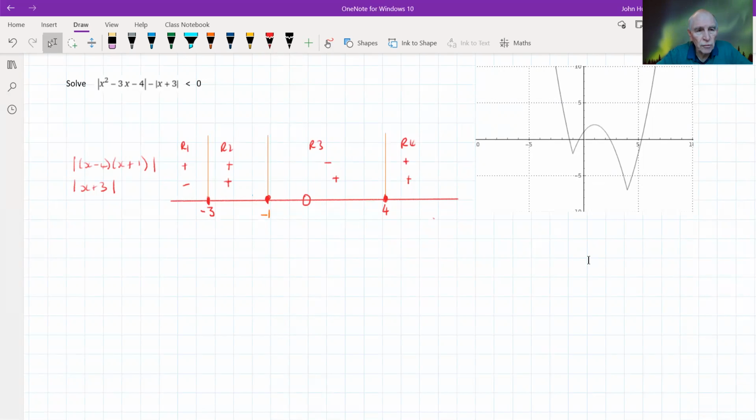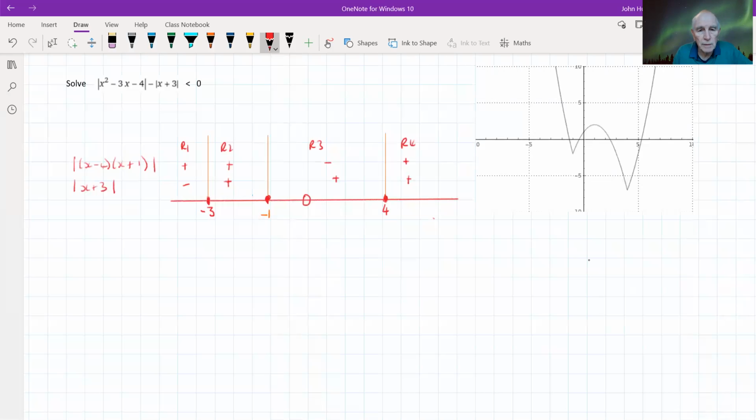So again, I have graphed the function of the absolute value of x squared minus 3x minus 4 minus the absolute value of x plus 3 over here on the right. You can see it's a weird kind of function, but it shows clearly where it's actually less than 0. Again, in an exam you wouldn't be able to do that, but for the purposes of this video, it helps.